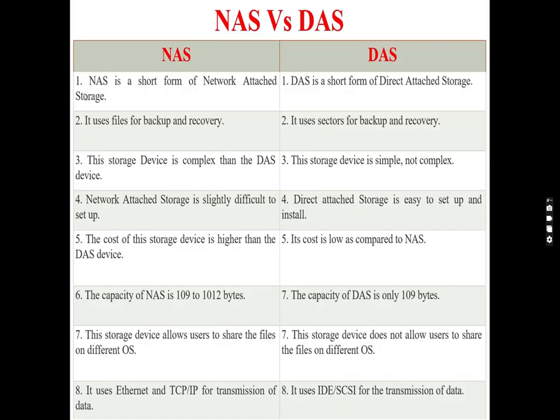When we talk about the NAS, its capacity is from 10^9 to 10^12 bytes, whereas the capacity of a DAS is only 10^9 bytes. NAS allows users to share files on different OS, whereas DAS does not allow users to share files on different OS. NAS uses Ethernet and TCP/IP for transmission of data, whereas DAS uses IDE or SCSI for the transmission of the data.